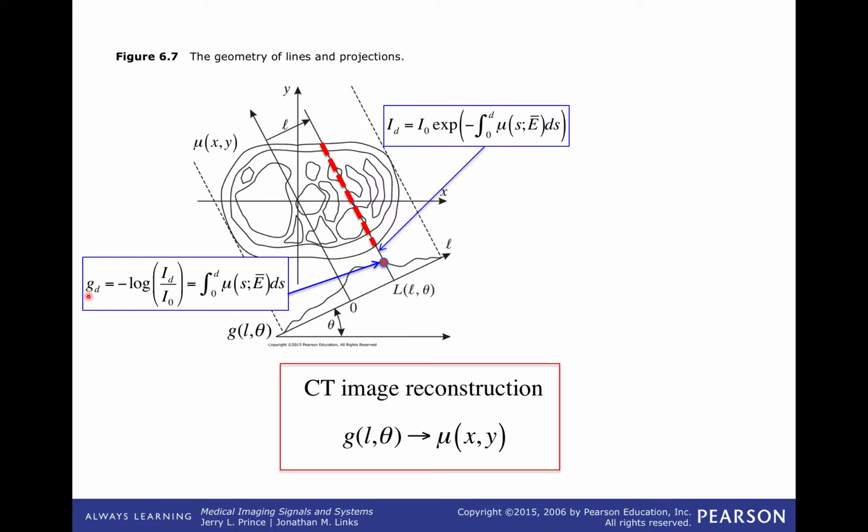We have our measurement here on the detector, and we're going to take the Radon transform of the object, which is what we measure. We're going to take those measurements and figure out what mu(x,y) is. Okay, where mu(x,y) is this.